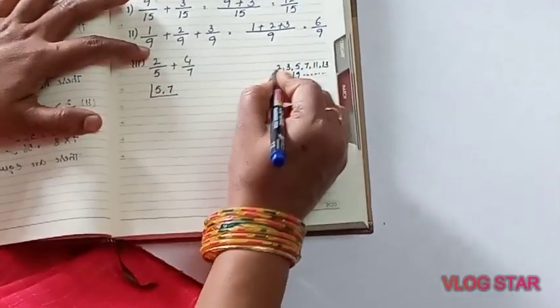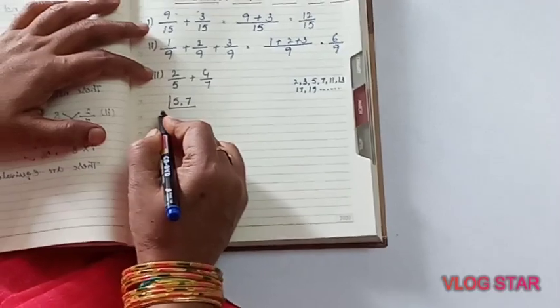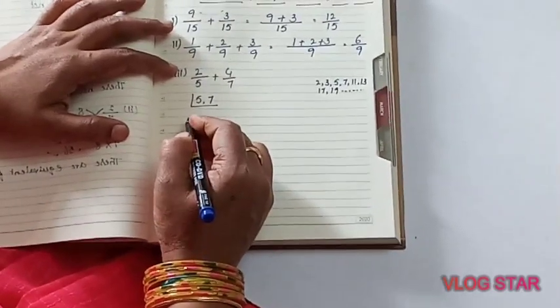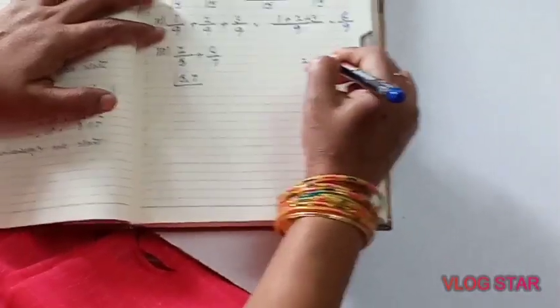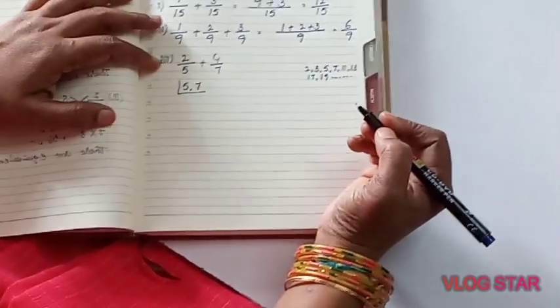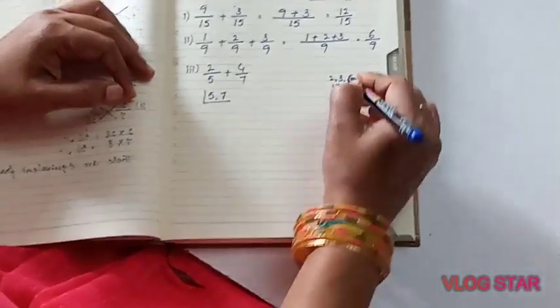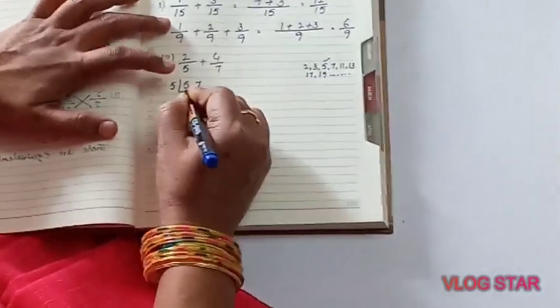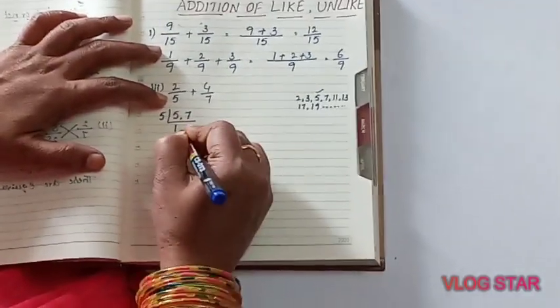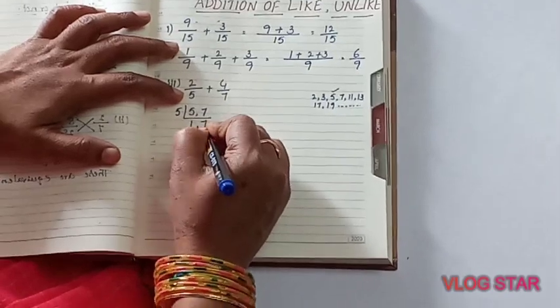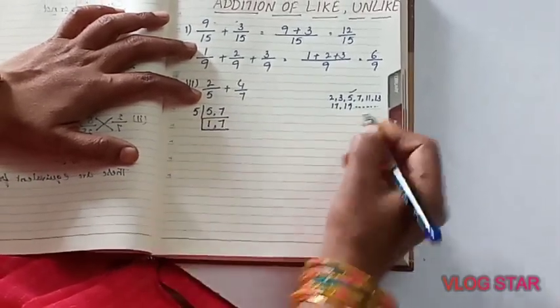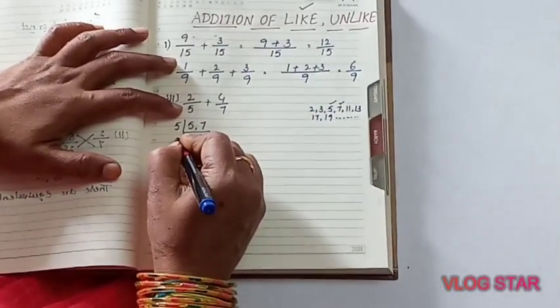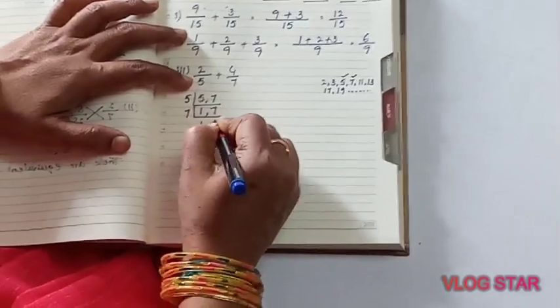Now you can start with 2. Is it possible to divide 5 and 7 by 2? Not possible. The next number is 3. Even the 3 table is not possible. Now go with the 5 table. 5 ones are 5. Will you get 7? No, carry down 7 as it is. And now go on with the 7 table. 7 ones are 7.